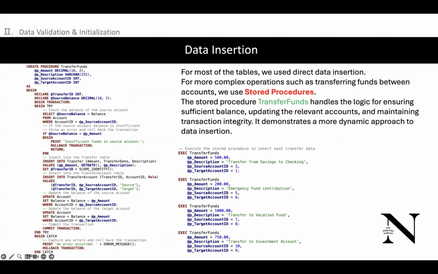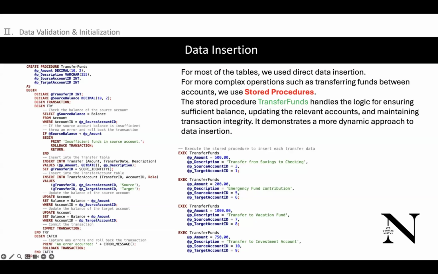Data insertion. For most of the tables, we use direct data insertion. For more complex operations, such as transferring funds between accounts, we use stored procedures. The stored procedure transfer funds handles the logic for ensuring sufficient balance, updating the relevant accounts, and maintaining transaction integrity. It demonstrates a more dynamic approach to data insertion.